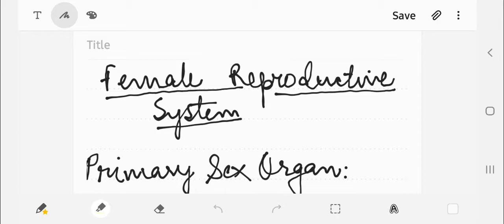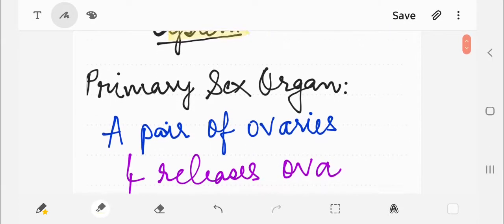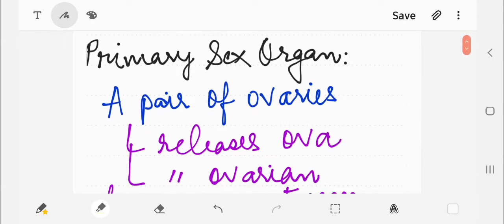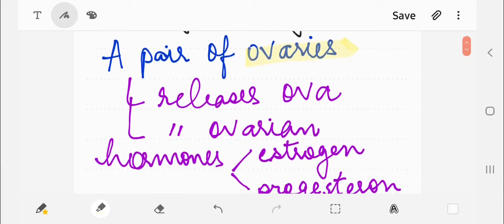In our previous session we discussed the male reproductive system. Today we are going to discuss the female reproductive system. The female reproductive system consists of the primary sex organ, a pair of ovaries. As we know, they are called the primary sex organs because they perform two functions.